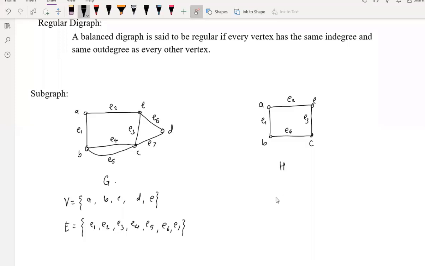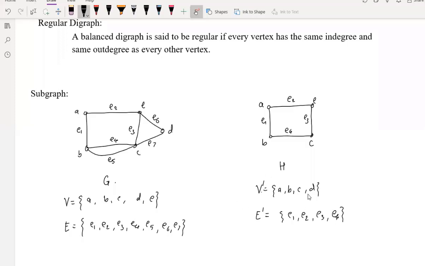And I'll say that H is another graph whose vertex set is equal to what? A, B, C and D. Vertex set क्या है? A, B, C and D. And edge set क्या है? I'll say it is E1, E2, E3 and E4 only. Correct? So if you observe this, the vertex set, I'll say it is V dash, and edge set E dash.